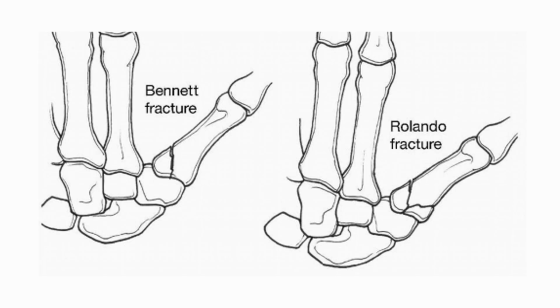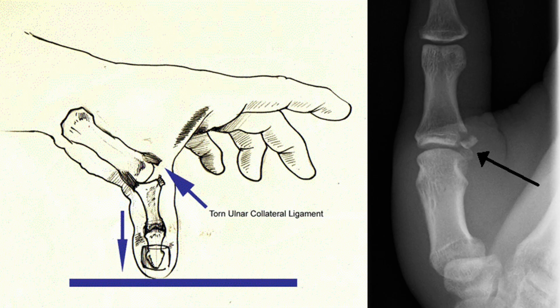Bennett's fracture is a single fracture. Rolando is a comminuted fracture. Now this is a gamekeeper's thumb. Somebody skiing, the ski got stuck and the thumb was hyperextended, and what we see is an avulsion fracture at the ulnar collateral ligament, at the joint between the metacarpal and the proximal phalanx. This is also an unstable fracture and must be referred to the orthopedicians.